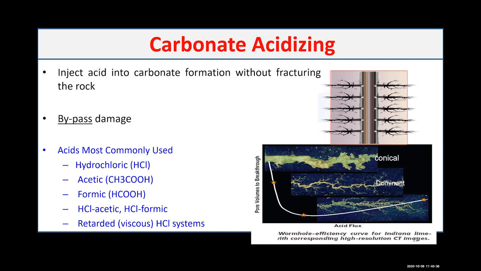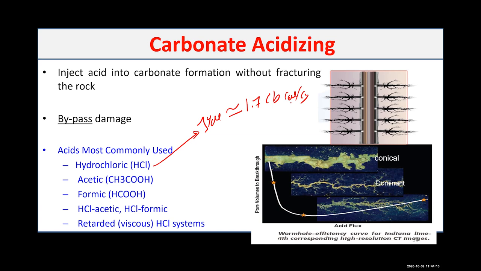A second point is carbonate acidizing. And this one is a little bit different from sandstone acidizing. In this case, we are actually creating a wormhole. The reason that we are creating the wormhole is because the acid that we are using has a much higher dissolving power. If you just remember, HCl reacting with carbonate, 1 gallon will dissolve 1.7 pounds. And it will dissolve it that fast.